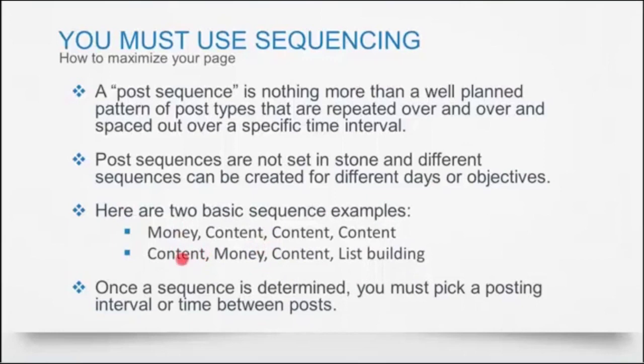Okay, so your first post is content. Second post is money. Third post is content. Fourth post is list building. After the list building post, your pattern would go back and repeat with a new content post, not the same one, but a new one. A new content post, a new money post, a new content post, a new list building post, repeat again. Does that make sense? That's how a sequence would work.